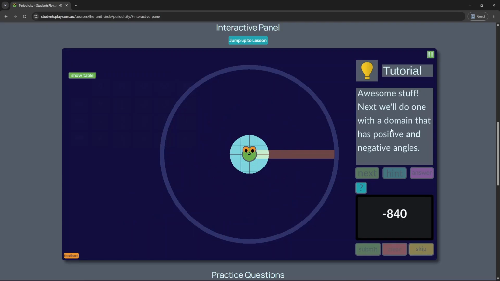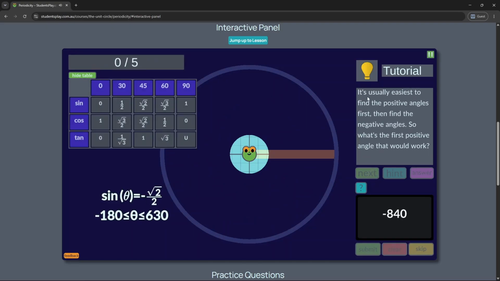Awesome stuff. Next we'll do one with the domain that has positive and negative angles. Okay. Usually easiest to find the positive angles first, then find the negative angles. So what's the first positive angle that would work? Right. So negative root 2 on 2, but if we ignore the negative for a second, we just want root 2 on 2. Sine root 2 on 2 has to involve 45.